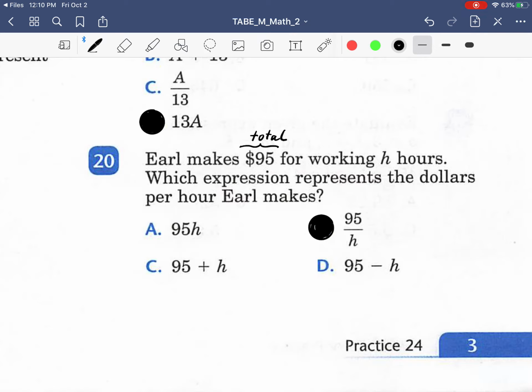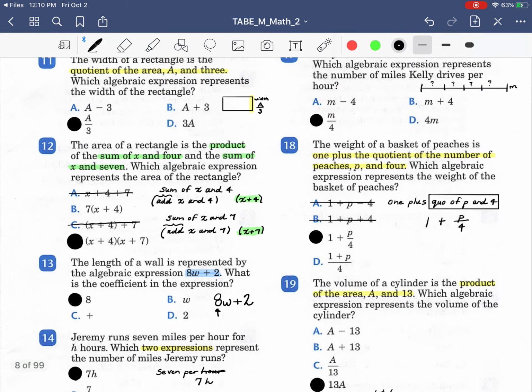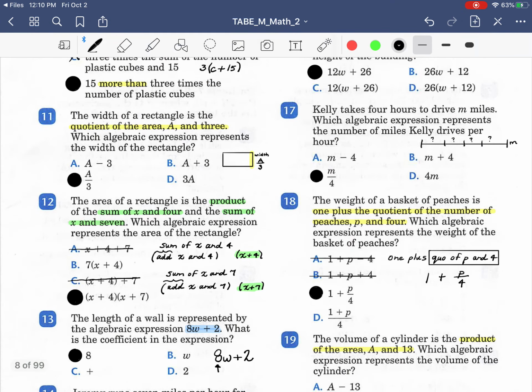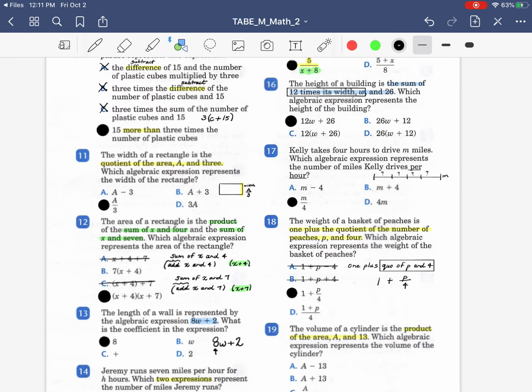Another clue here is per hour. You're looking for a unit rate, the rate for 1 hour. There was another one of those. Here it is in number 17. Per hour is a unit rate, and that means to divide. So that can help also.